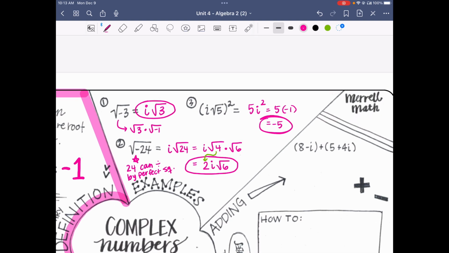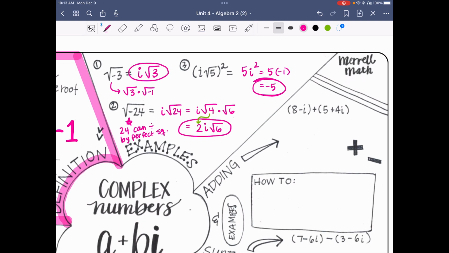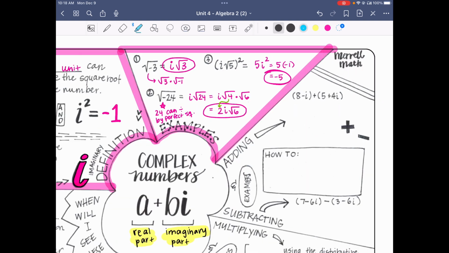So we just completed the example section for imaginary numbers. Now we are going to look at some operations. So take a minute to finish up your notes here.